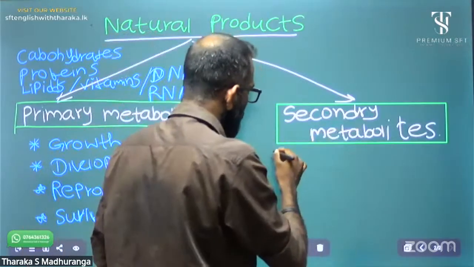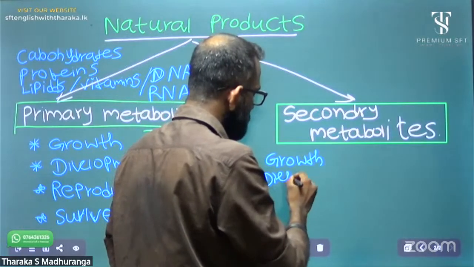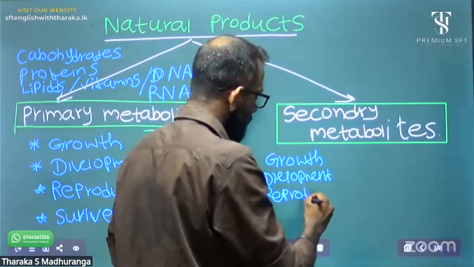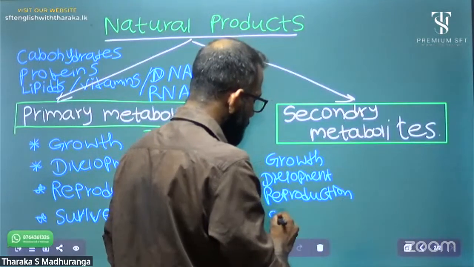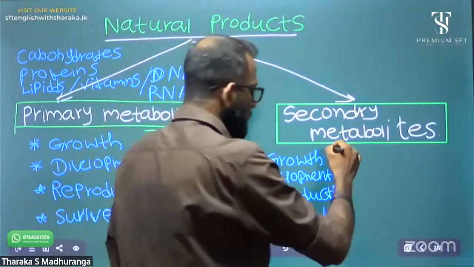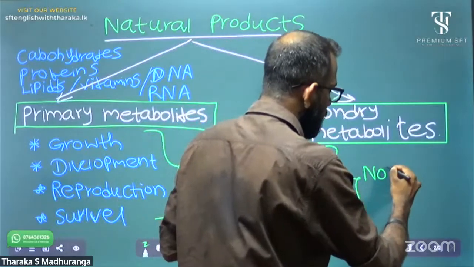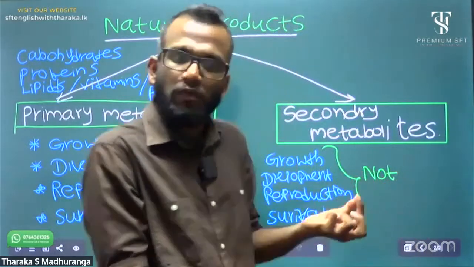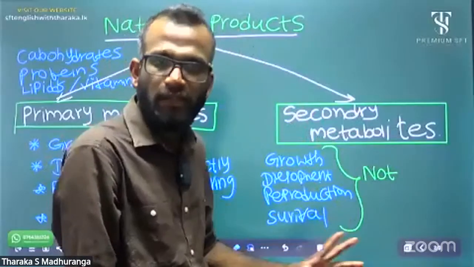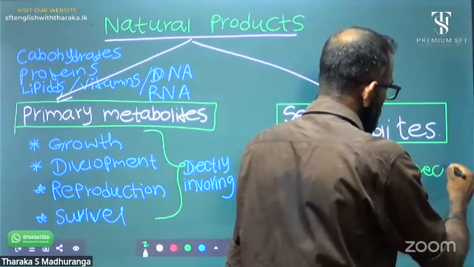But secondary metabolites are not directly involved in growth, development, reproduction, and survival. Actually, they are not compulsory. Without these secondary metabolites, a plant or animal can complete growth, development, reproduction, and survival. They are not directly involved.